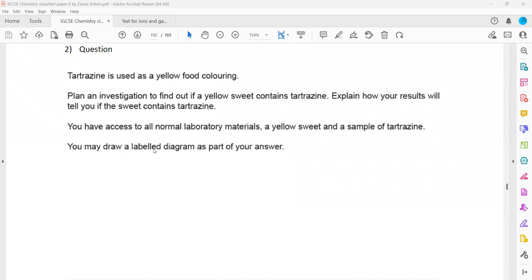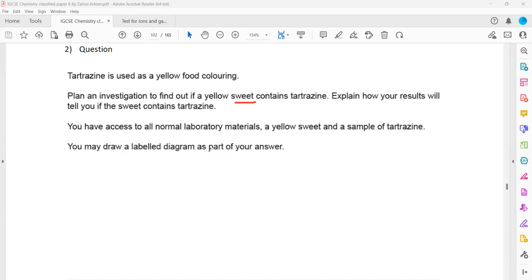So first, we will use chromatography. Whenever you want to identify substances like colors or dyes, it is chromatography. First thing is extracting the color from the sweet, because in the question they mention it. Take a pestle and mortar and grind the sweet with a suitable solvent.